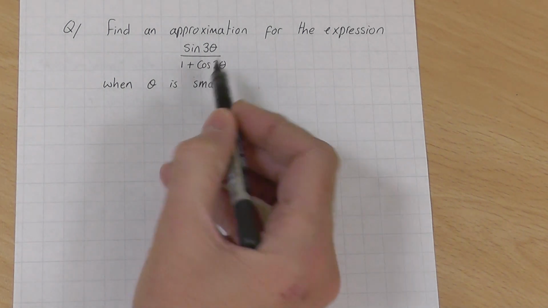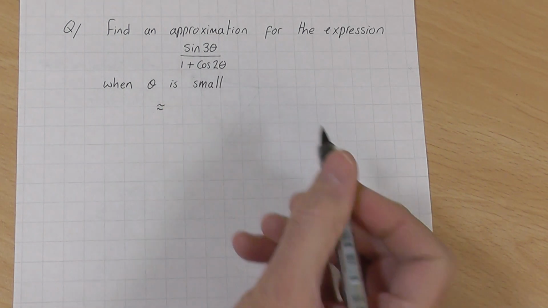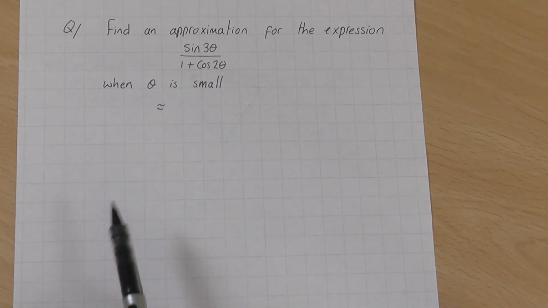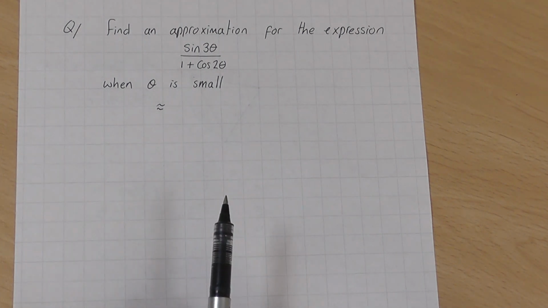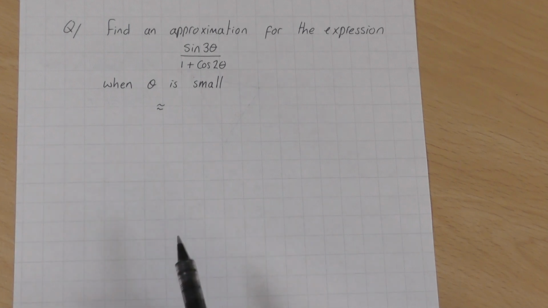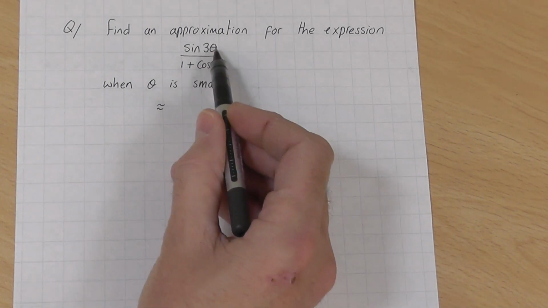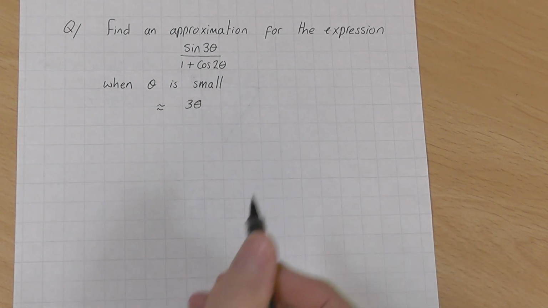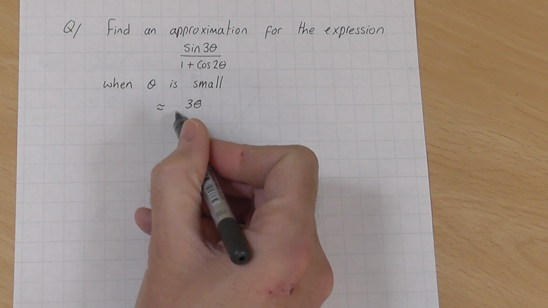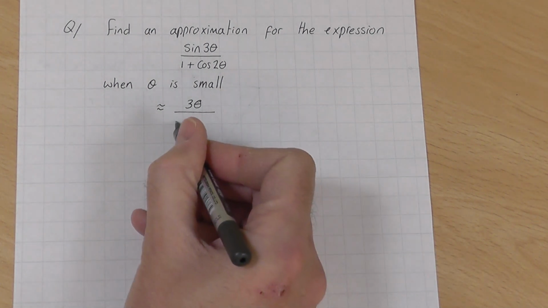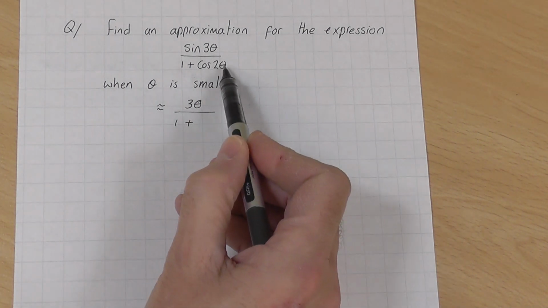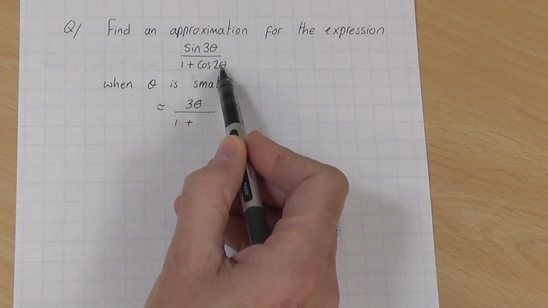So this here is going to be approximately the same as, now sine of 3 theta. Well, if theta is small, 3 times theta will also be small. So that means that the sine of 3 theta is going to be approximately the same as 3 theta. Divided by 1 plus, now if theta is small, 2 theta will also be small. So you've got cos of a small angle.